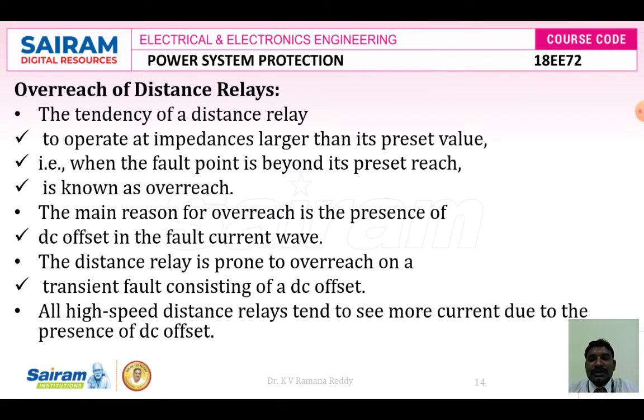Then overreach of the distance relays. The tendency of a distance relay to operate at impedances larger than its preset value means that whenever a fault happens in a transmission line in a unit protection, that is distance protection, the impedance corresponding to the length of line from the fault location to the relay location, because of arc resistance, is greater than the preset value. The operation of the distance relay is then called overreach.